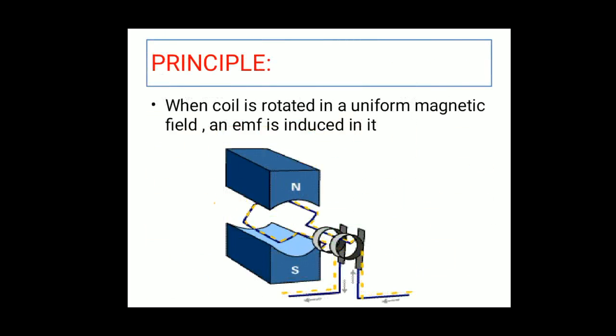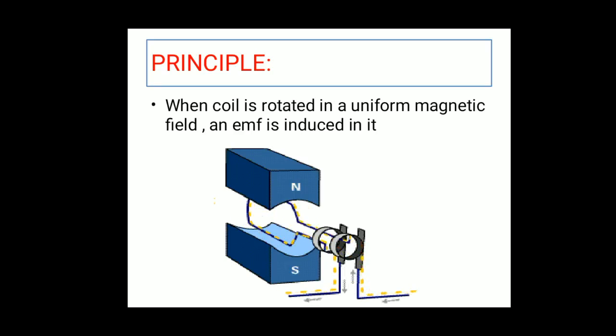Now let us see about its principle, on which principle the AC generator works. The AC generator works on the principle of electromagnetic induction. That means when a coil is rotated in a uniform magnetic field, an EMF is induced in it.